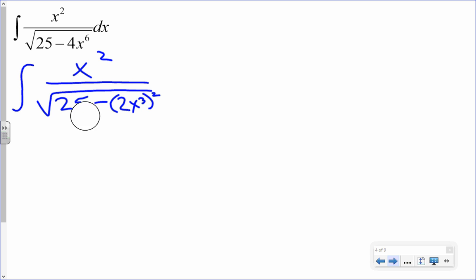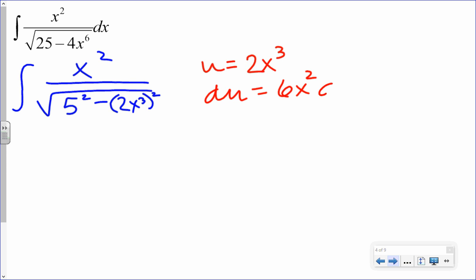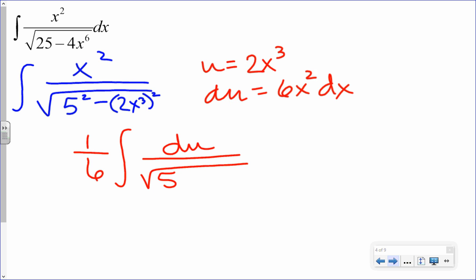Actually, I'm going to write this as 5 squared. We can write our denominator as 5 squared minus 2x cubed squared, right? And then we kind of have the pattern of arc sine. Do you agree? All right, so let's do this. Let's let u equal 2x cubed, which means du is 6x squared dx. So what we have is 1/6 du over square root of 5 squared minus u squared.